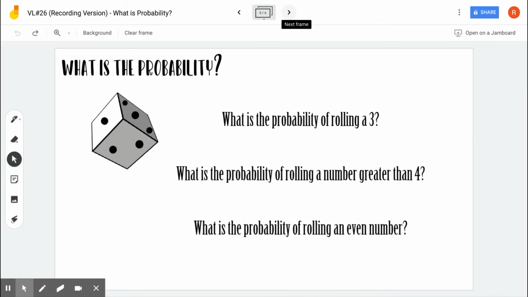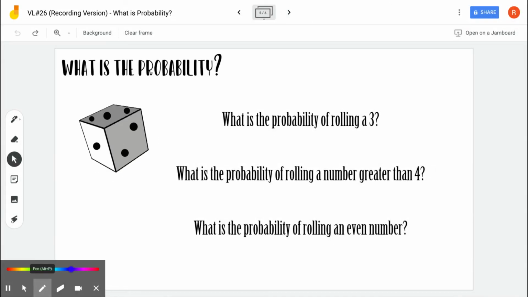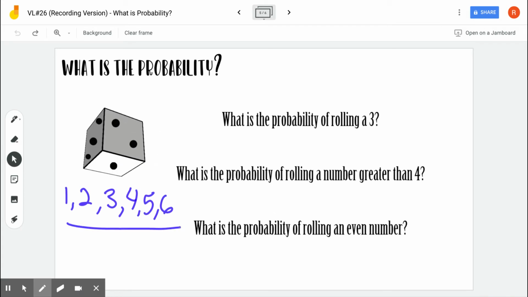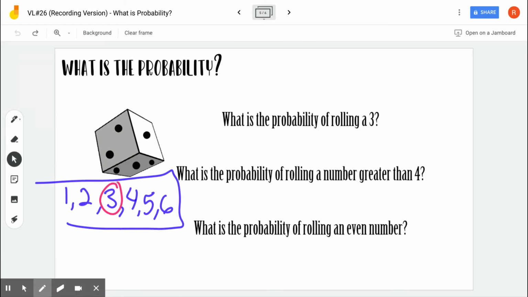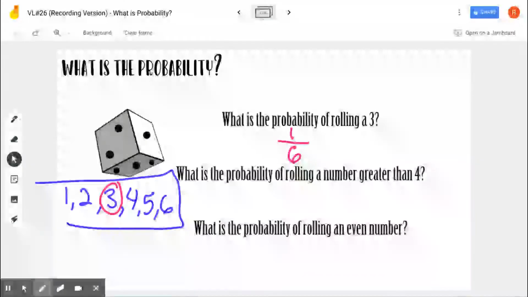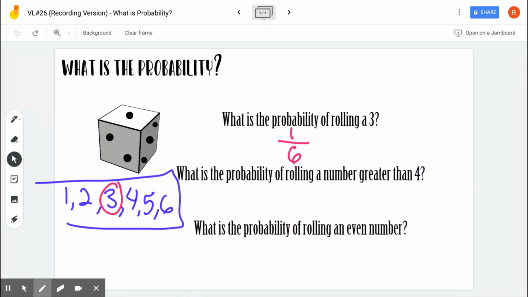Okay. Now let's take a look at the classic example of rolling a dice. So just a reminder, the possible outcomes of rolling a dice are 1, 2, 3, 4, 5, and 6. Those are all the possible outcomes. What is the probability of rolling a 3? Well, the only opportunity you have of rolling a 3 is once. So that's a 1 in 6 chance because there's 6 possible outcomes.